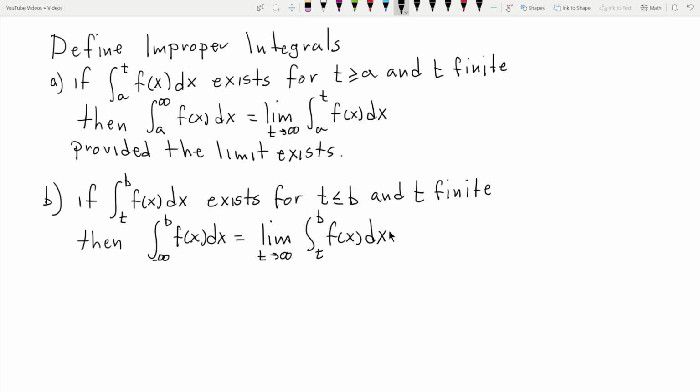Same idea as the one above. I can move to the left on the x-axis and stop at any finite value and evaluate the antiderivative and get a finite value. Then I can make this equality. That doesn't necessarily guarantee that the limit exists. So this is provided the limit exists.